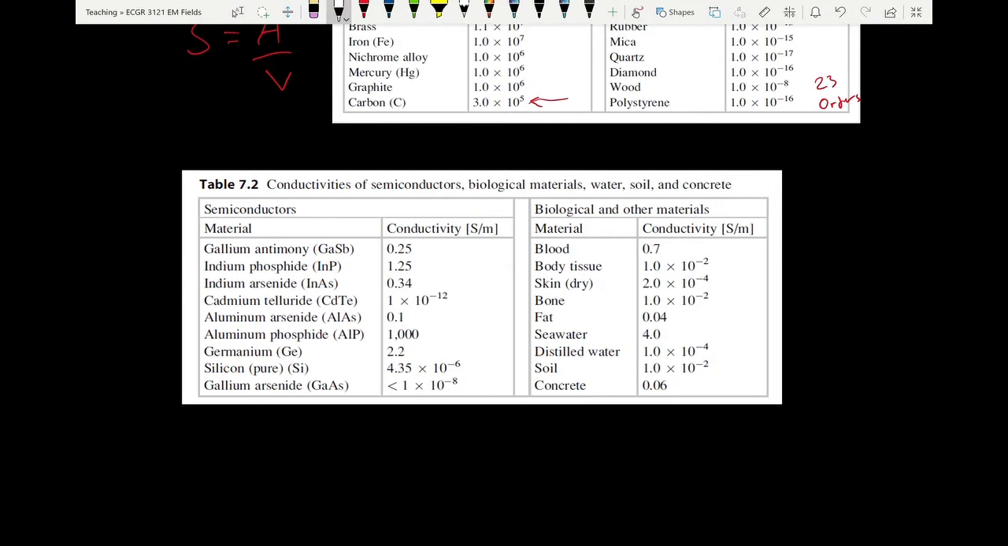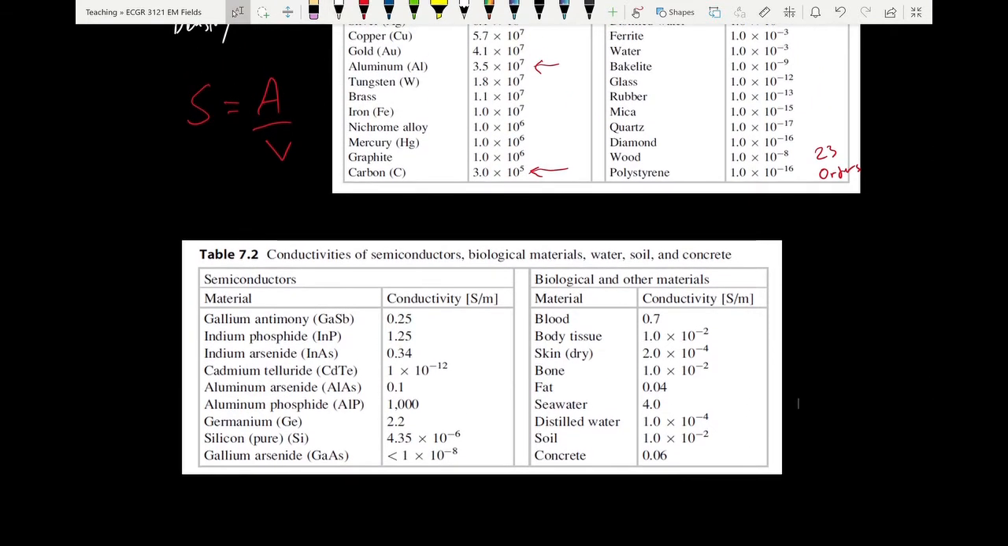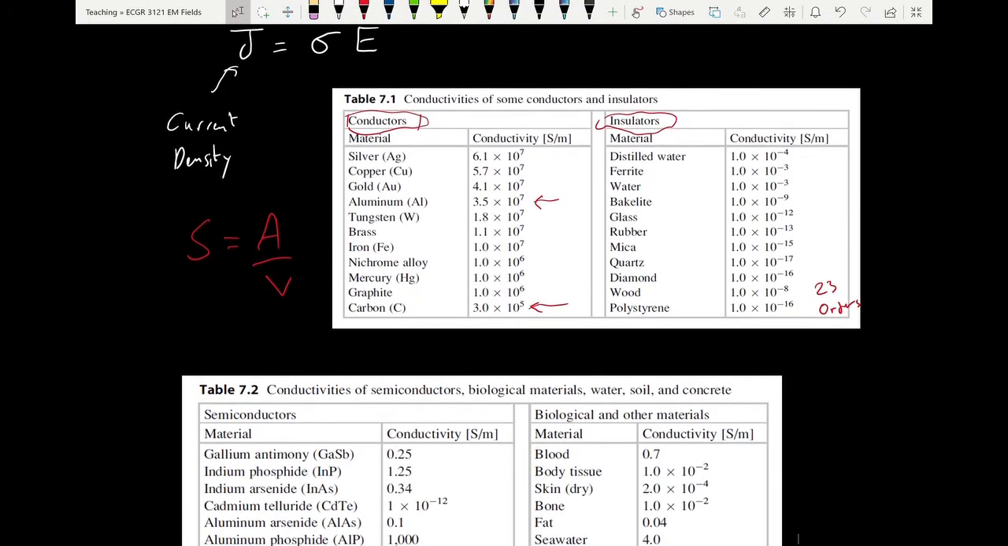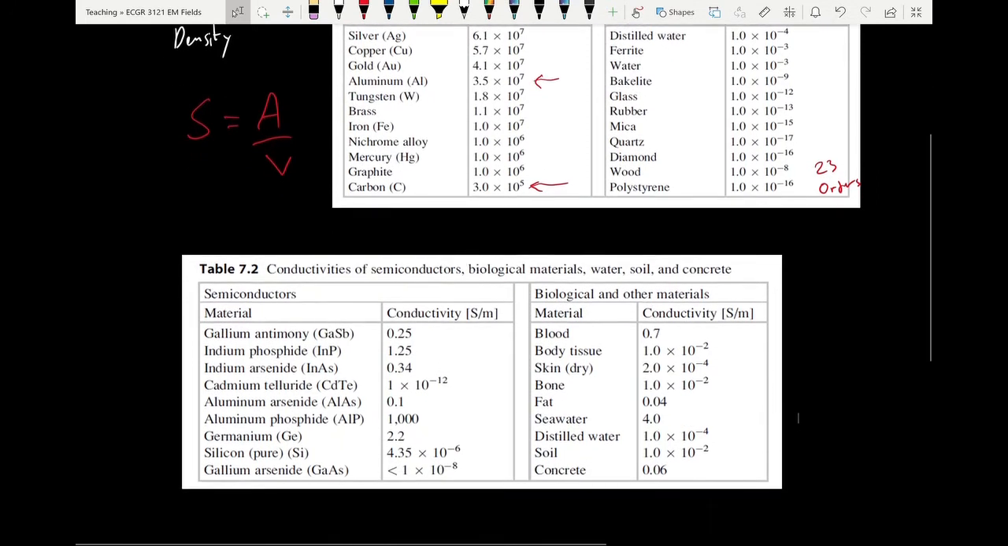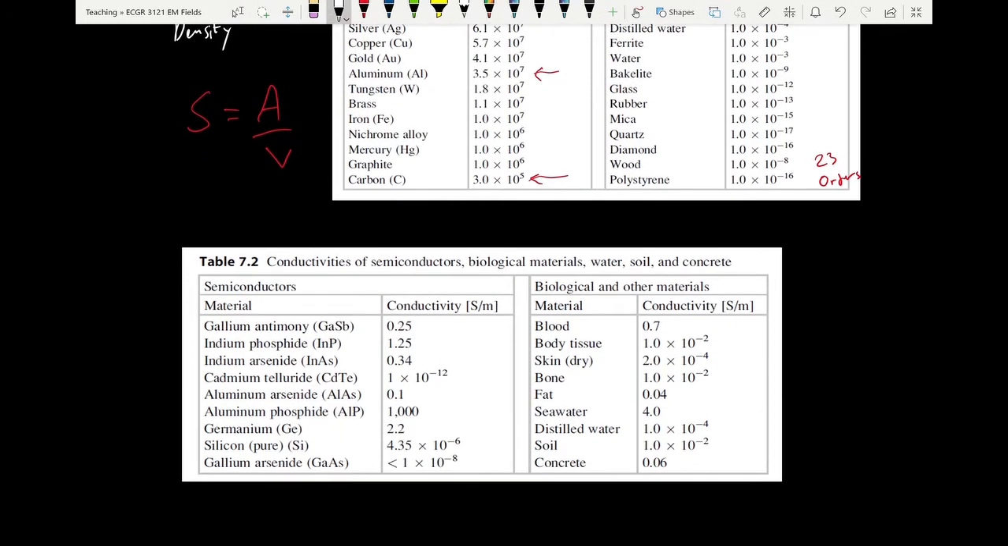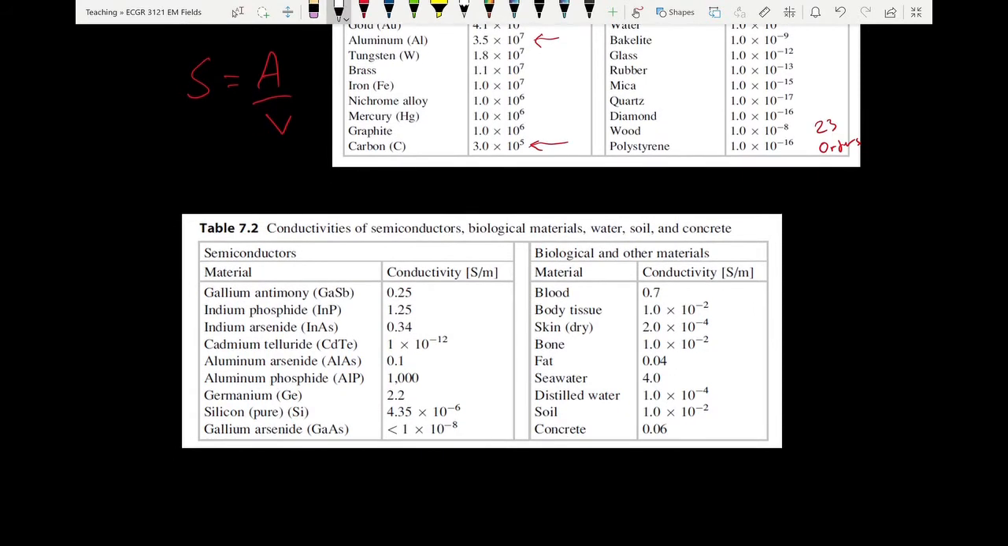So you can see semiconductors are kind of in between. They're not as insulating as insulators, and they're not as conductive as conductors. They're in between. So this is gallium, antimony. I think silicon is there. And then some biological materials.